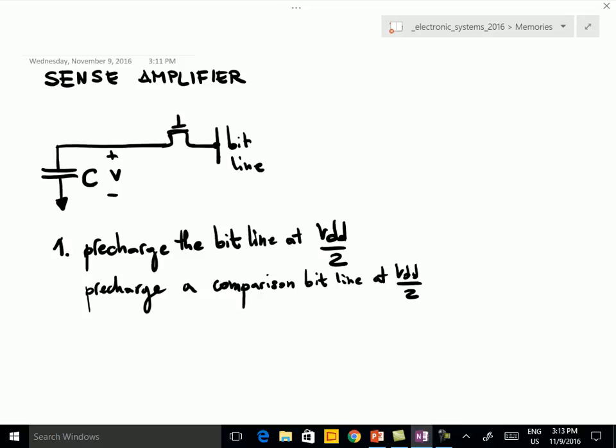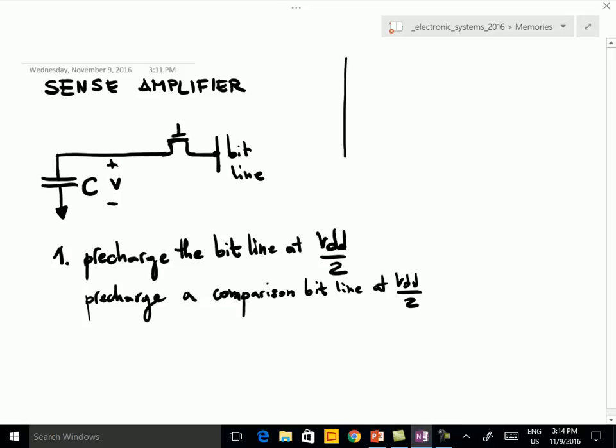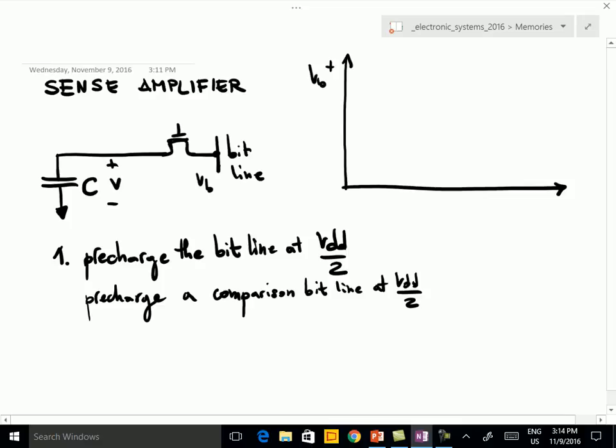Which can be, let's say, a fake bit line, something that will not be connected to a capacitor, so something that will not change its voltage. Okay, and then we have the evolution of something like this. For example, let's assume this is the voltage VB on the bit line. So first we precharge it at VDD half. Okay.